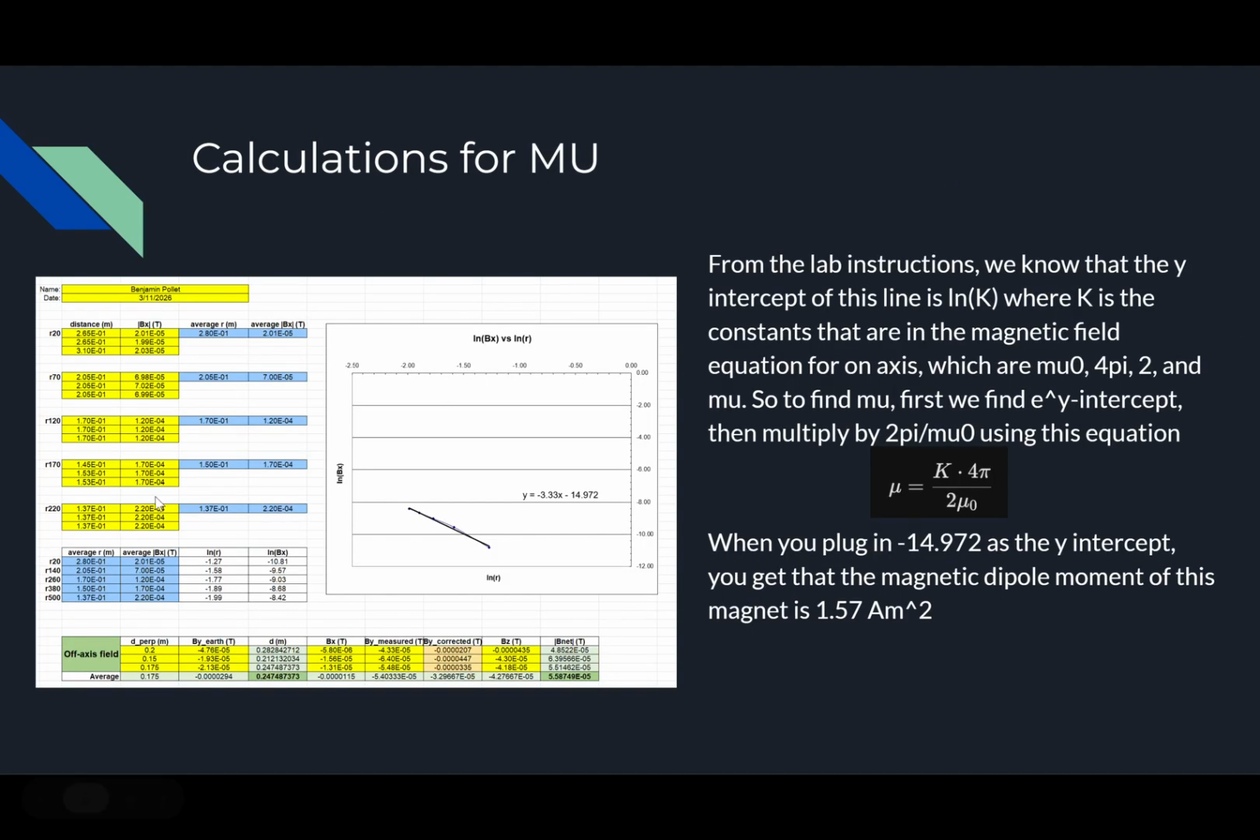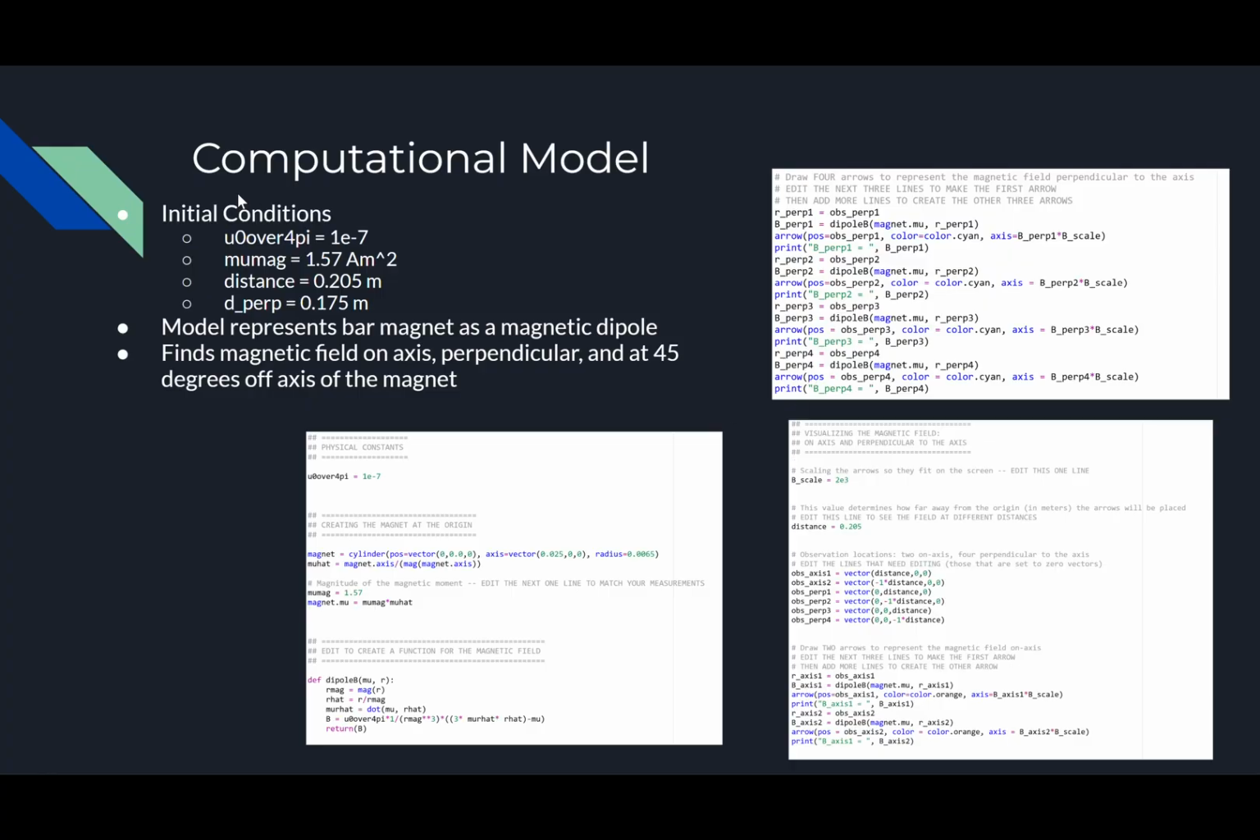Calculations. Here's all of our data, and this is the plot that's generated from it. From the lab instructions, we know that the y-intercept of this line is ln k, where k is the constants in the magnetic field equation for on-axis. Then we can just substitute everything in, and we get 1.57 A·m².